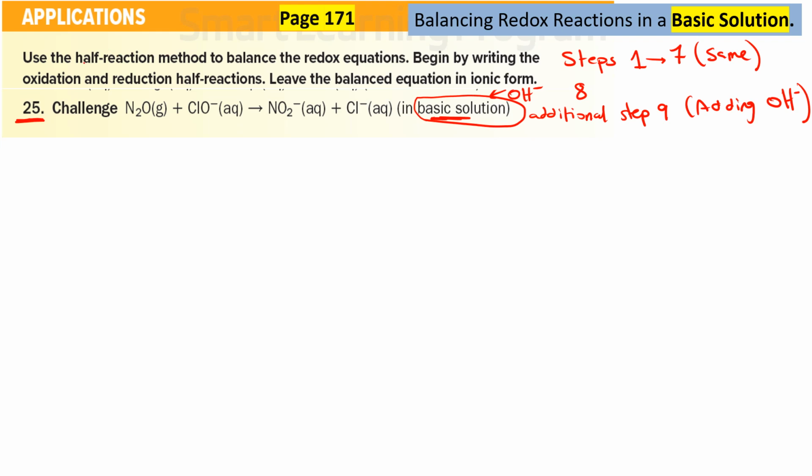This is the same question, saying use the half reaction method, which we learned about, to balance the redox equations. Begin by writing the oxidation and reduction half reactions, and then they say to leave the balanced equation in an ionic form. Meaning the final step, we just leave it as it is. And you are starting from the unbalanced ionic equation.